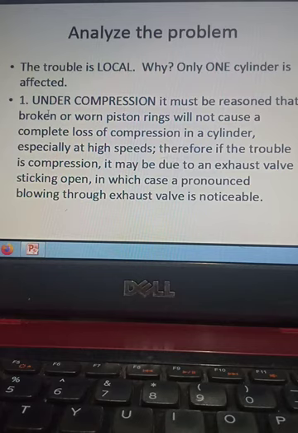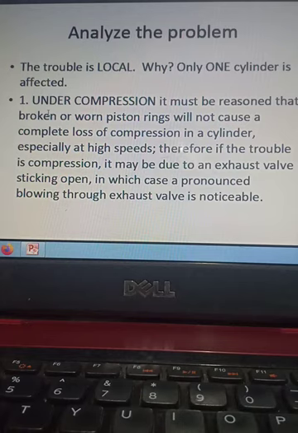In the case of compression, it must be reasoned that a broken or worn piston ring will not cause the complete loss of compression in a cylinder, especially at high speed. Therefore, if the trouble is compression, it may be due to an exhaust valve sticking open, in which case a pronounced blowing through the exhaust valve is noticeable. Okay? Since we know it is local, because it is only one cylinder, it falls under compression.